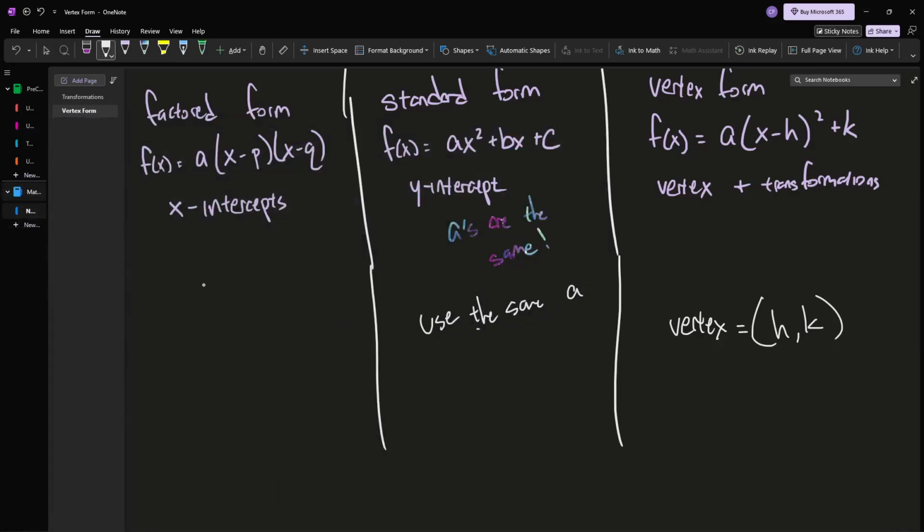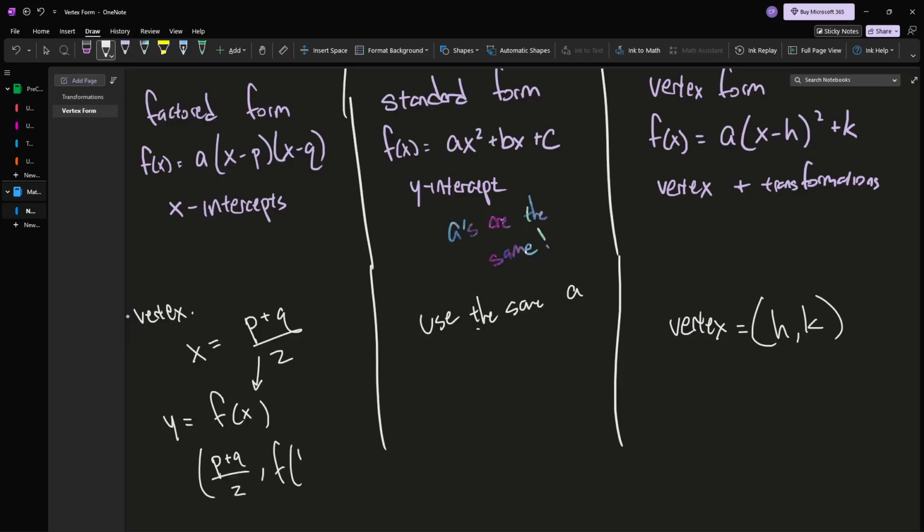So to get the x value of the vertex, your x for your vertex is equal to p plus q divided by 2. I just average out my two x-intercepts, and that's the x value for your vertex. And to find the y value, y is equal to f of this x value. So your vertex is (p plus q over 2, f of p plus q over 2). Find your x value first, and then plug it into the function to get your vertex.